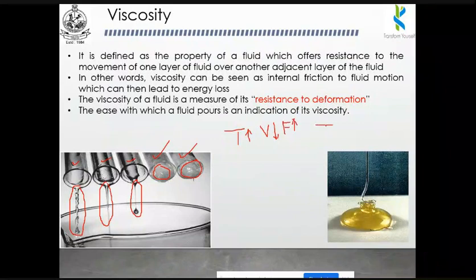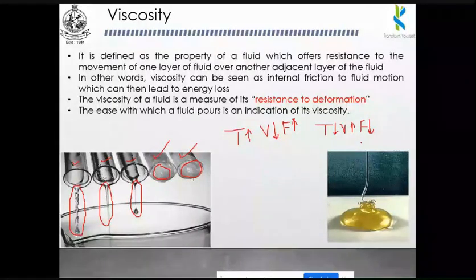If you are decreasing the temperature, that means the viscosity of the fluid will increase, and due to that the flow will decrease. So this is the relation between temperature, viscosity and flow. Is it clear? I think lateral entry students did experiments on this heading using a Redwood viscometer and Saybolt viscometer. With the help of Redwood and Saybolt viscometers, we can find the viscosity of a liquid.